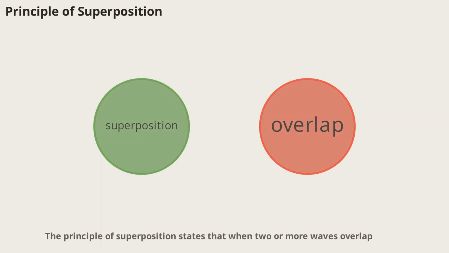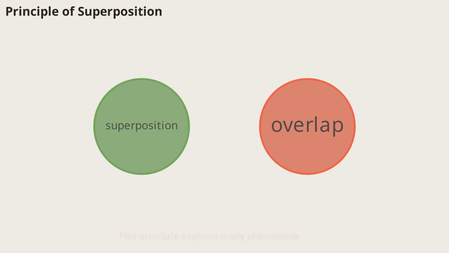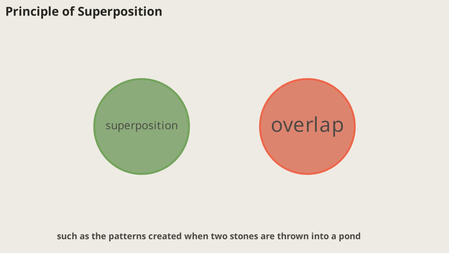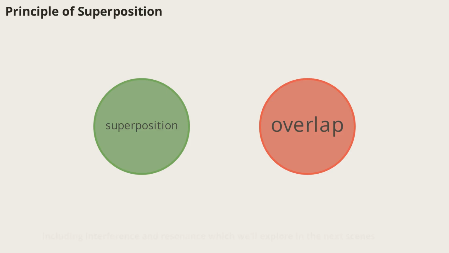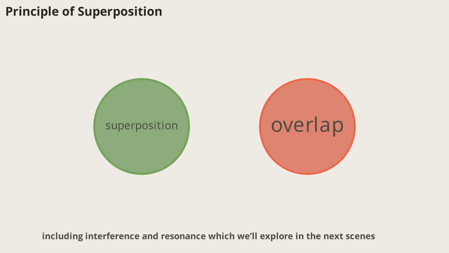The principle of superposition states that when two or more waves overlap, the resulting wave is the sum of the individual waves. This principle explains many phenomena, such as the patterns created when two stones are thrown into a pond. Superposition is key to understanding complex wave behaviors, including interference and resonance, which we'll explore in the next scenes.